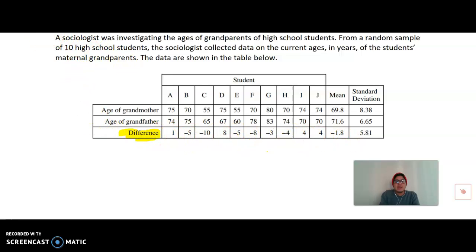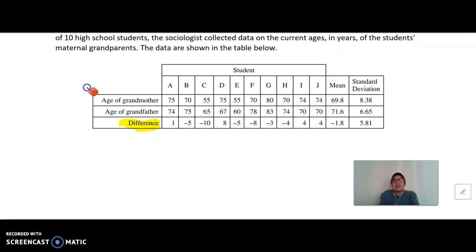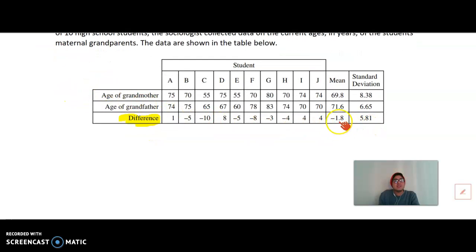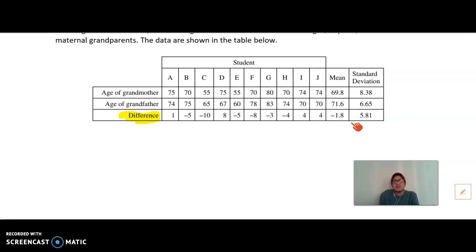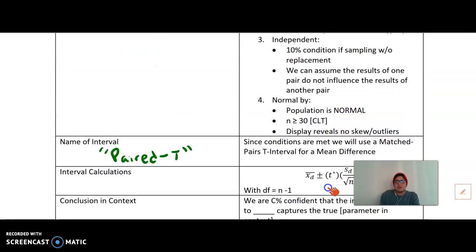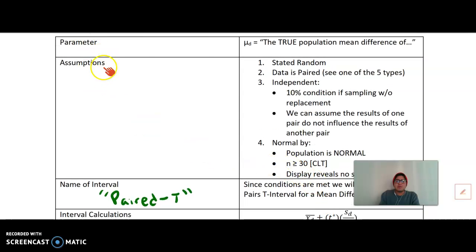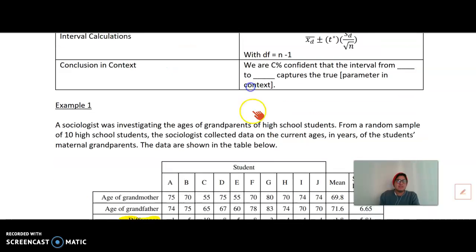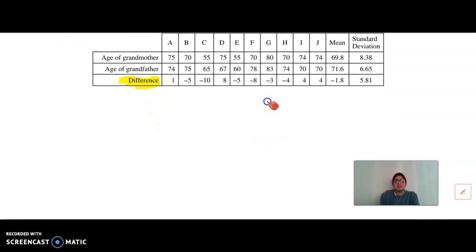And so while it's helpful to have the rest of the information, it's not necessarily as vital because they just could have given me the mean and the standard deviation of the differences, and I would still be able to proceed with our inference procedure. So let's go ahead now. Let's try and do the parameter, the assumptions, and the name of the test, and then we'll go over the interval and the conclusion together.